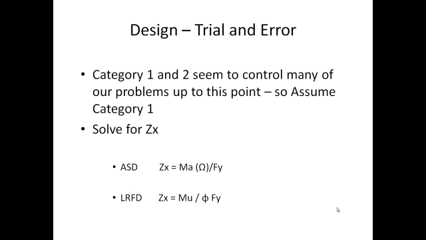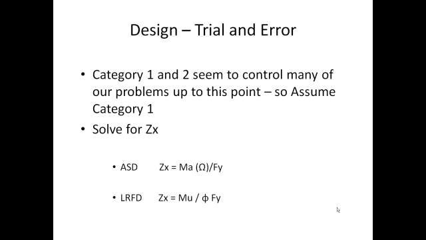But if we assume we're category 1, the equation for design moment capacity is pretty simple. And we could go ahead and directly solve for the plastic section modulus Zx. So let's do that. Whether we're using ASD or LRFD, let's solve for Zx. If we can solve for Zx, we can go right to a property table and pick out a section that has that Zx or a greater Zx than that. So we've got a section picked out.